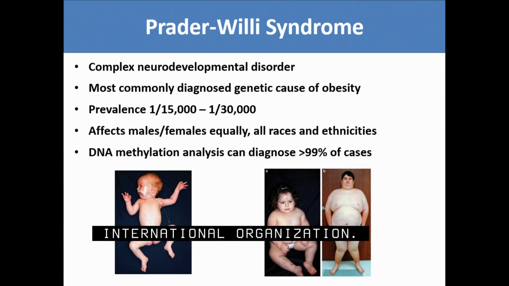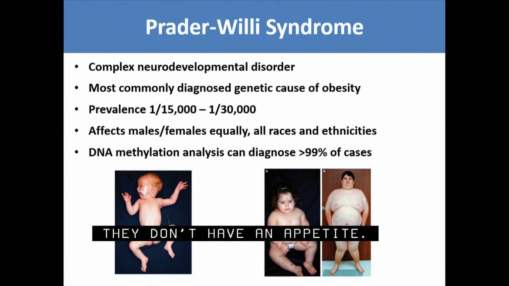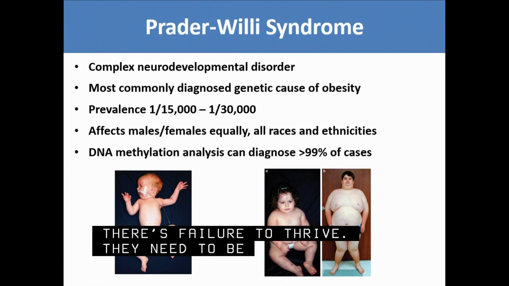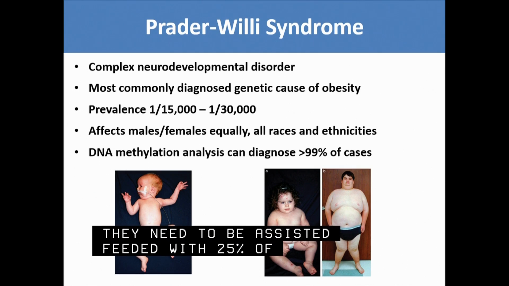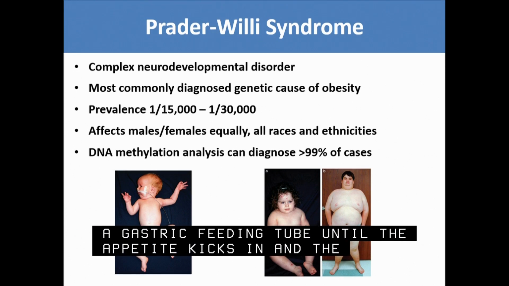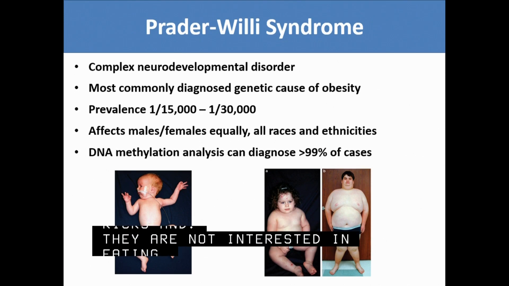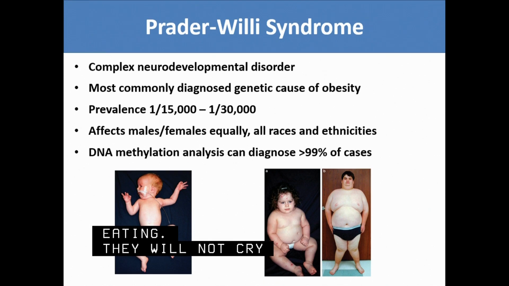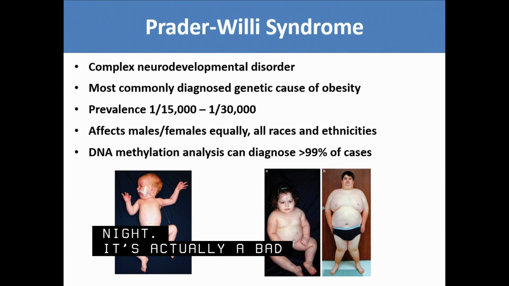initially the children are very hypotonic, floppy, and they don't have an appetite. So they're failure to thrive, and they need to be assisted fed, typically with an NG tube. In about 25% of cases, we have to put a G tube, a gastric feeding tube in, and for several months until the appetite kicks in and the tone kicks in. But the key thing we've learned is that they're not interested in eating. They will not cry and wake the parents up in the middle of the night, which some parents may think that's a good thing, but it's actually a bad thing because they'll starve to death because they're just not interested.